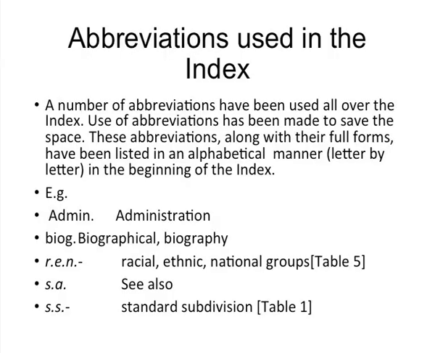The classifier should see the abbreviated forms of the terms given in the index, to understand the meaning of the instructions given in the relative index. For example, some of the abbreviations given in the list are ADMIN for administration. These are only a few sample examples. BIOG is for biographical or biography. REN is the abbreviation for racial, ethnic, national groups, table 5. SA is for See also. SS is for standard subdivisions given in table 1.